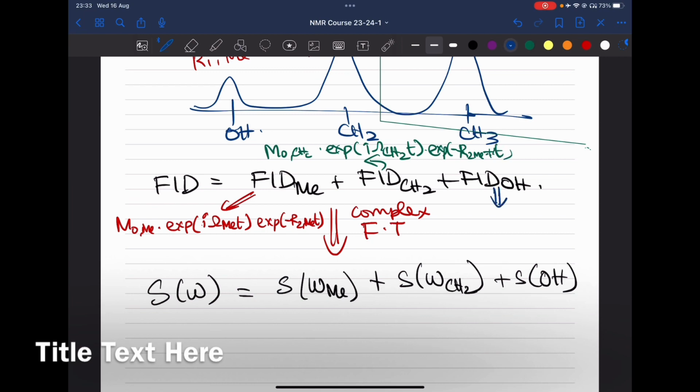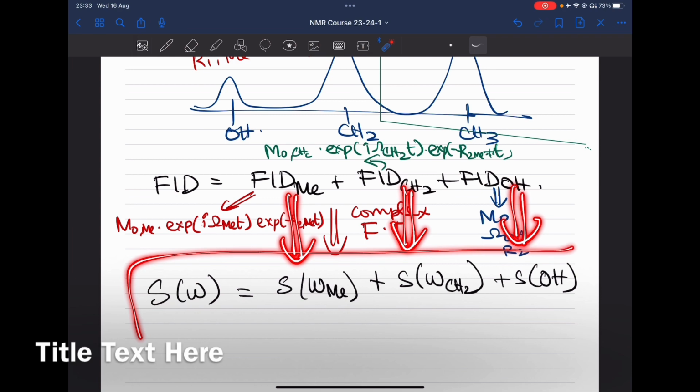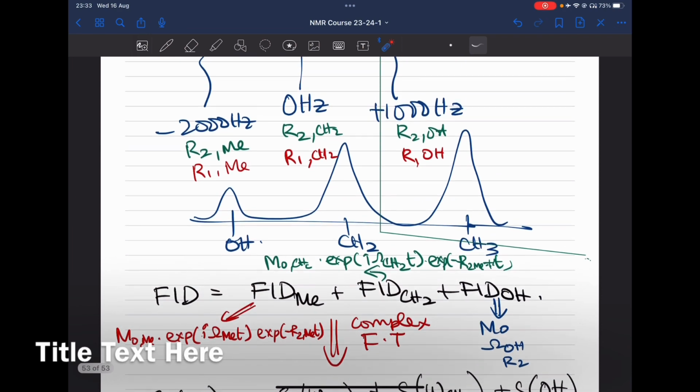Similarly, you will be able to realize this will also have its own M naught, its own omega of OH, and then its own R2. Since NMR is a linear technique, each of these FIDs, which add together in the time domain, results in an entire spectrum, which is nothing but a summation of each of their signals that are present.